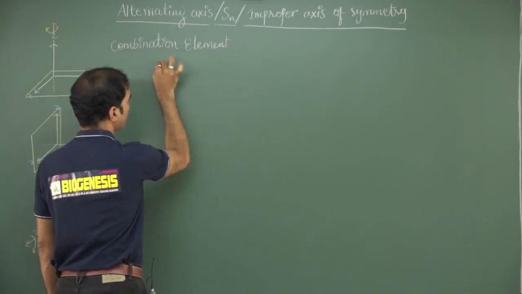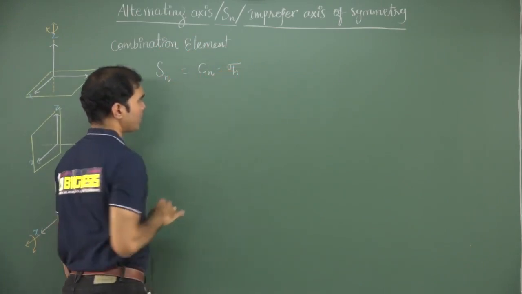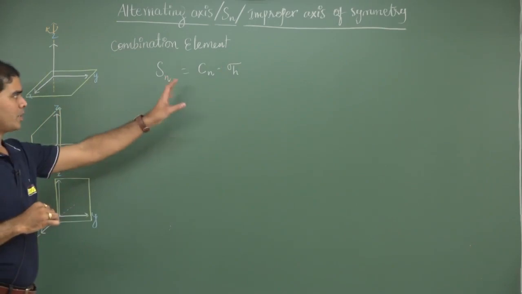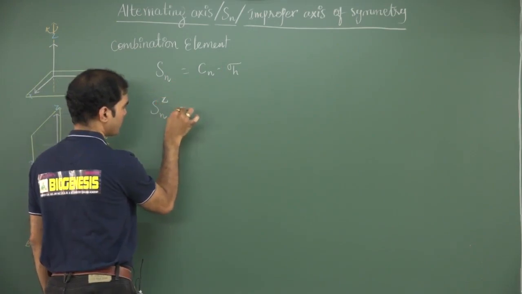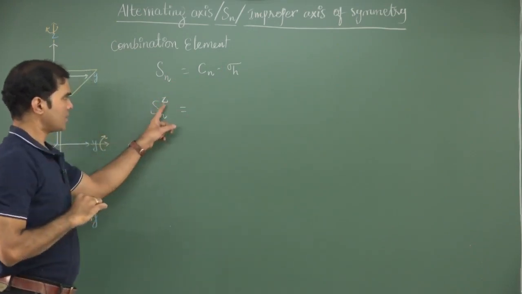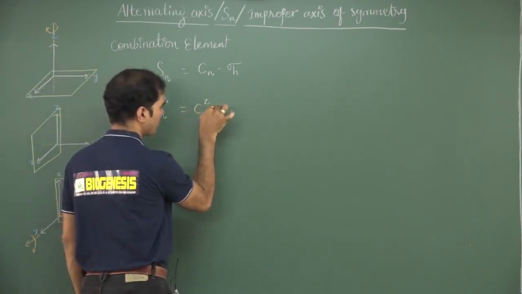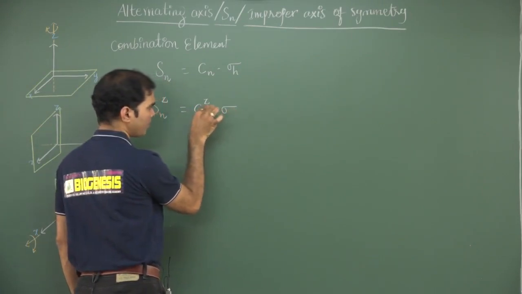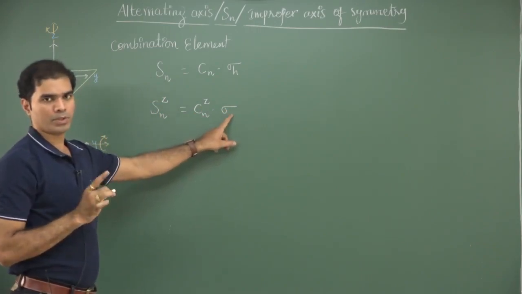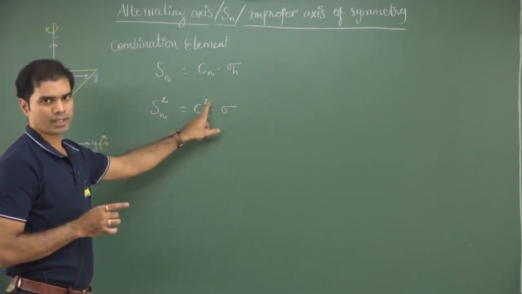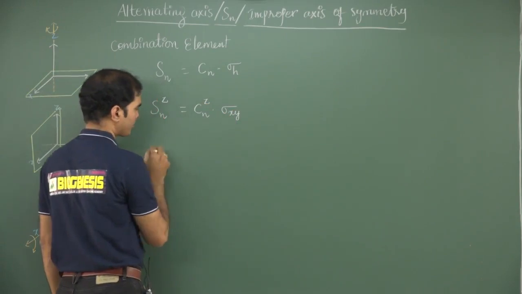It is a combination element. Sn is a combination of Cn and sigma h. Suppose that Sn along Z is given. It indicates that there is a Cn along Z and sigma must be a plane which is perpendicular to this rotational axis. That plane is a horizontal plane which does not contain the coordinate present in the rotational axis. Within the rotational axis there is Z, therefore the horizontal plane will be xy.